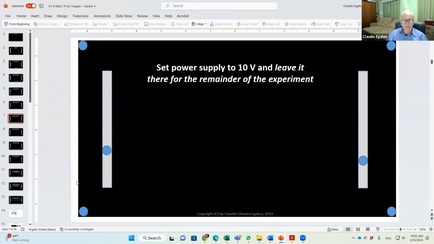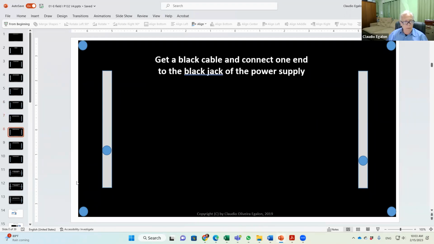And what do we do next? We're going to use a power supply. A power supply is nothing but a battery, a fancy battery, a battery that you can change the voltage. Everybody's familiar with a battery, but not everybody's familiar with a power supply. Okay, and then we usually set this power supply to 10 volts and leave it there. Why is that? Well, you're going to know exactly very soon why you do that.